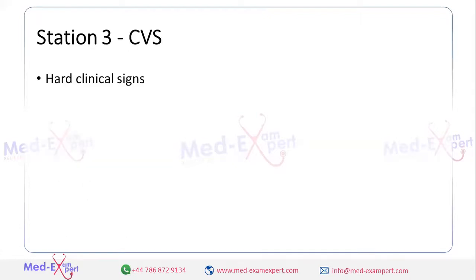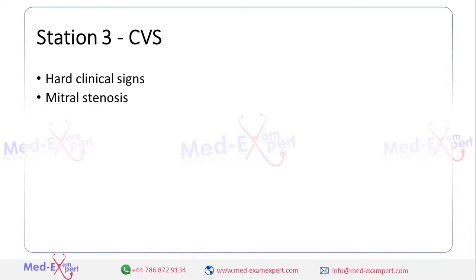Station 3 is about the cardiovascular system. Again, you have 5 minutes before you enter the room, and you need to visualize the steps of examination outside the room. Look for hard clinical signs. What are the hard clinical signs in the cardiovascular system? These are the pulse, the JVP, apex beat, and a murmur. Any diagnosis will depend on these 4 or 5 clinical signs, so do not miss them.